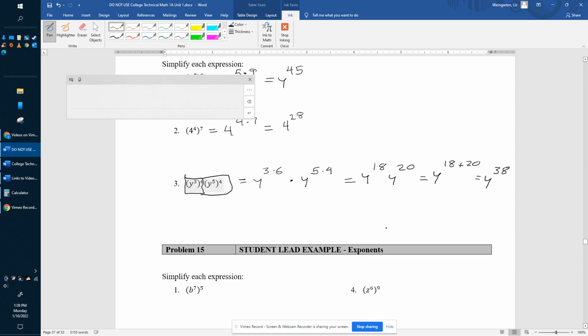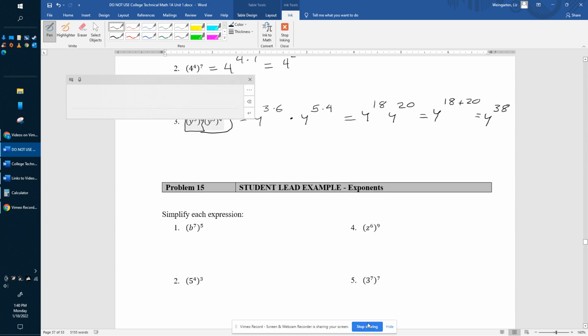So go ahead and work on the student-led example in problem number 15.